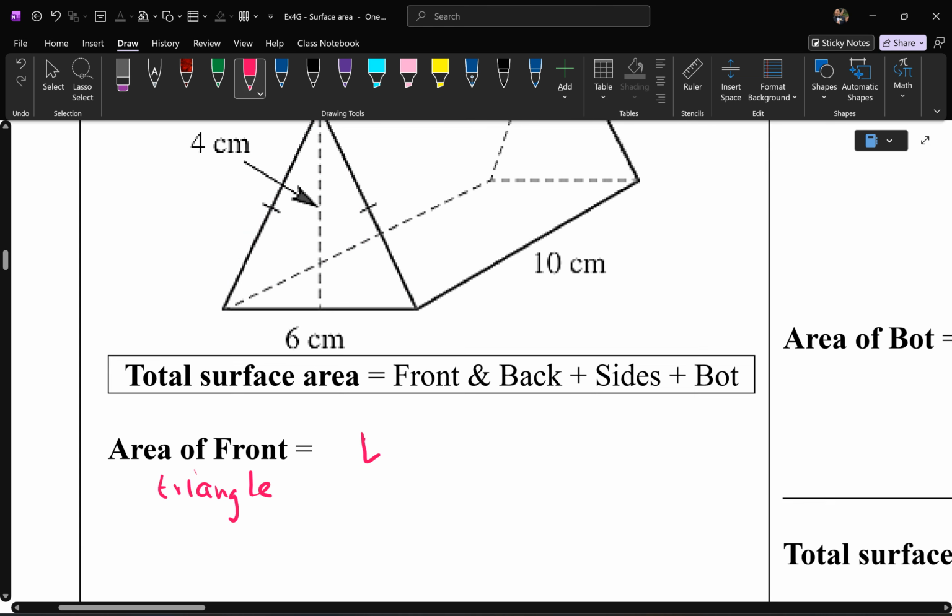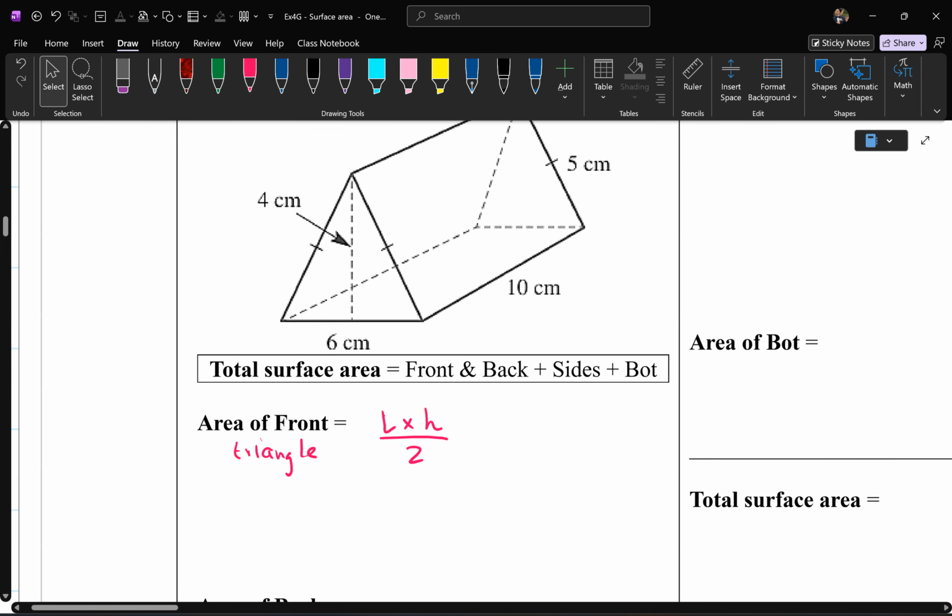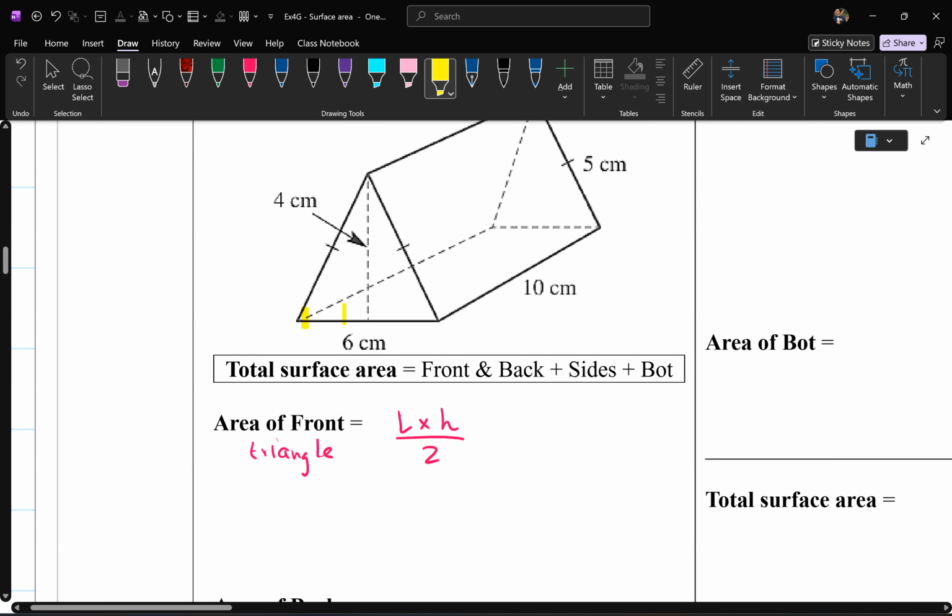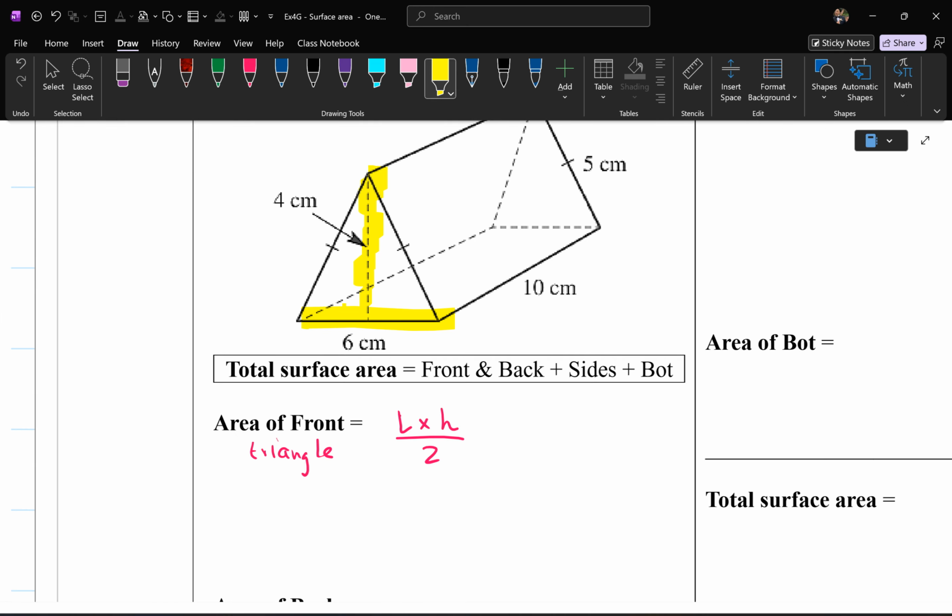Very good. So length times height divided by 2, or some of you might have learned it as base times height divided by 2. Doesn't matter. The point is you need a length and you need a perpendicular or 90 degrees length to it. In this case, we've got 6 as the base, and we've got the height as 4. So if you write it in, the formula should then be 6 times height, which is 4, divided by 2. You can use a calculator or do quick calculations here.